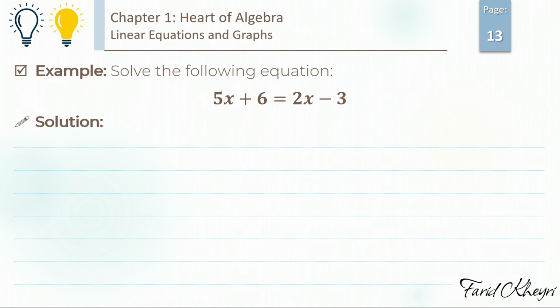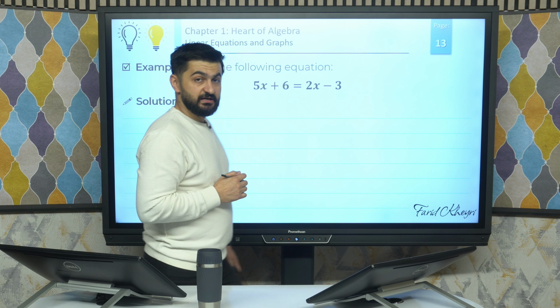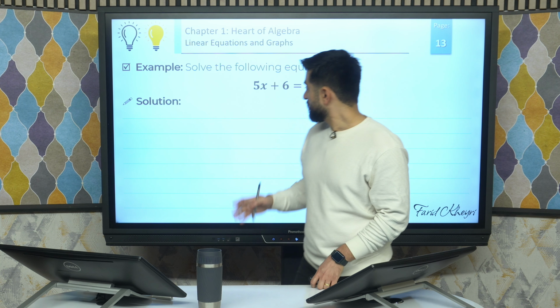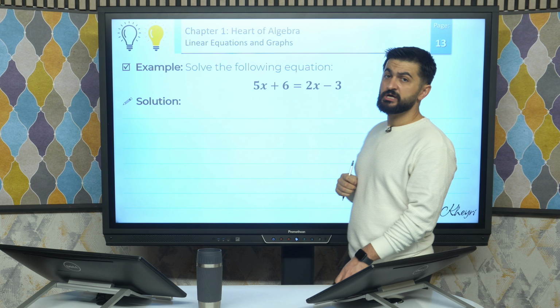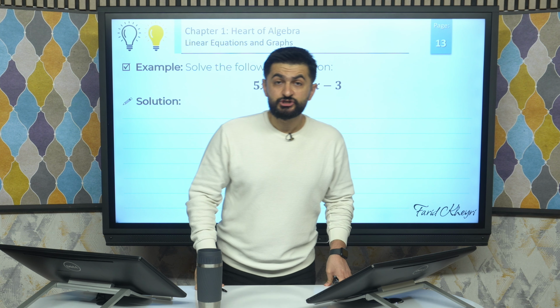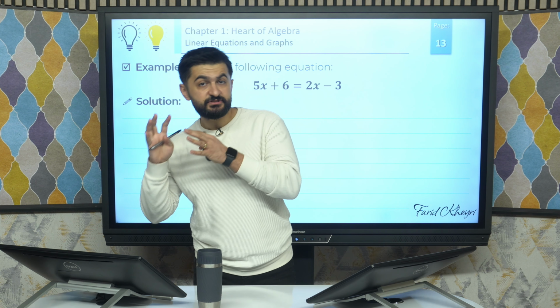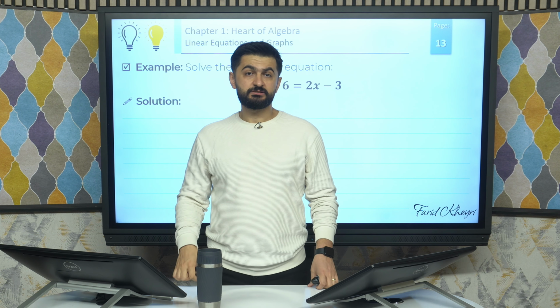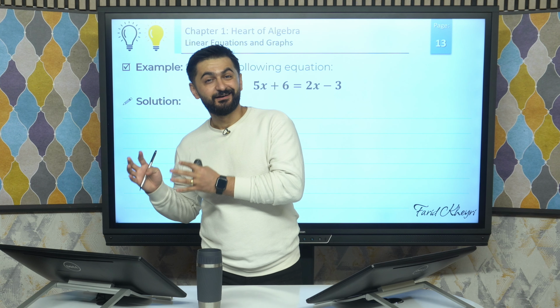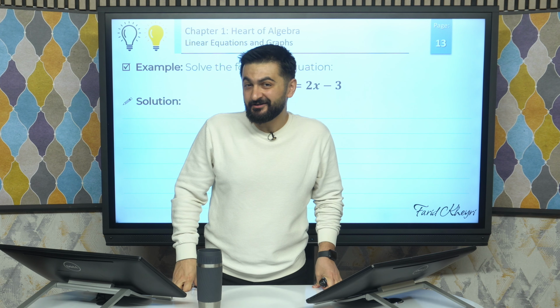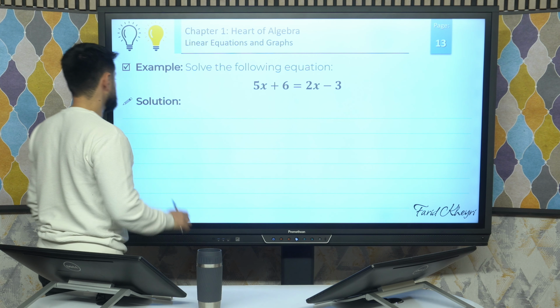What about this one? As you can see, in this equation, we have x on both sides and constants also are on both sides. So at first, we have to gather the x's to one side and gather the constants to the other side, and afterwards solve the equation.